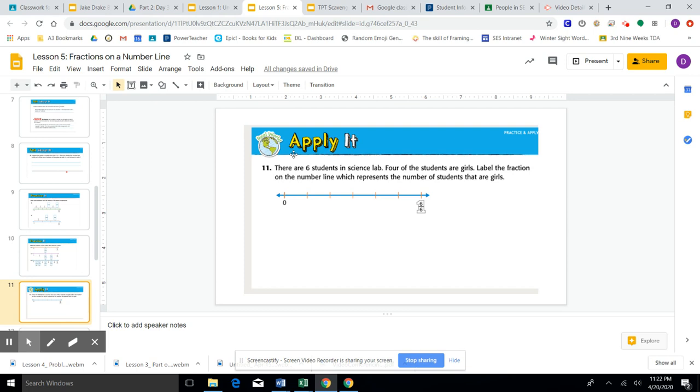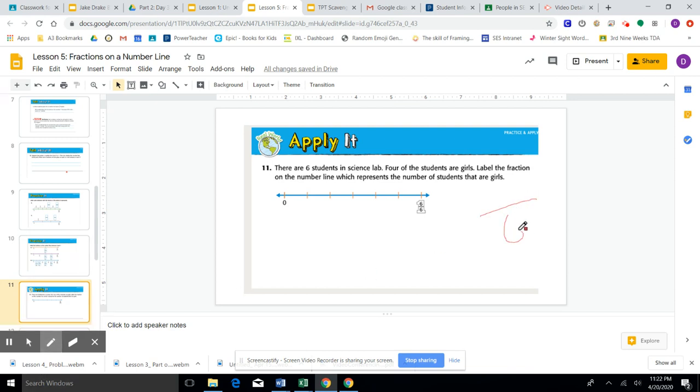Now let's see if we can do it in a word problem. There are 6 students in the science lab. 4 of the students are girls. Label the fraction on the number line which represents the number of students that are girls. Right, so how many students are there all together? That's going to be my denominator.